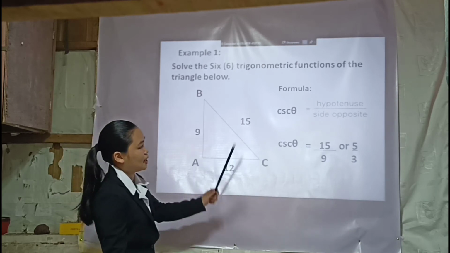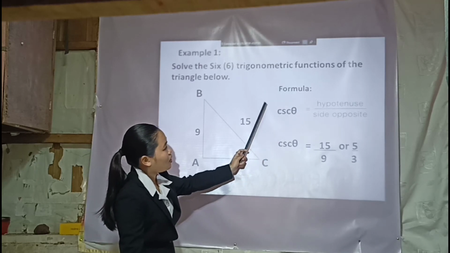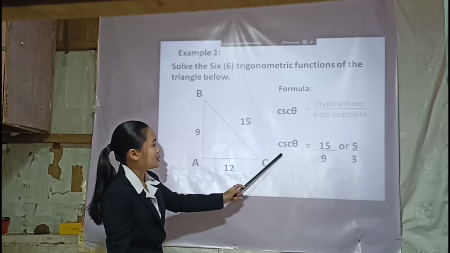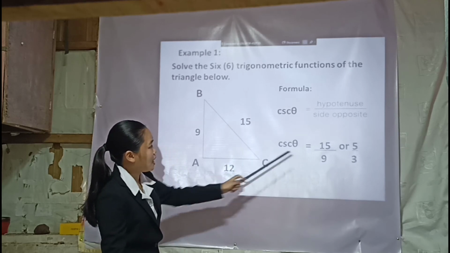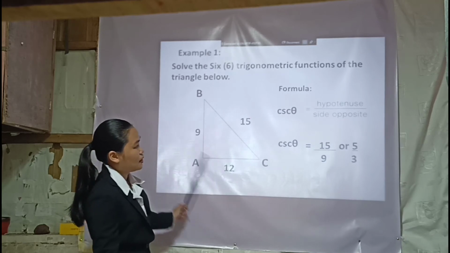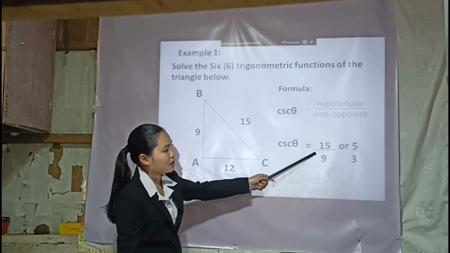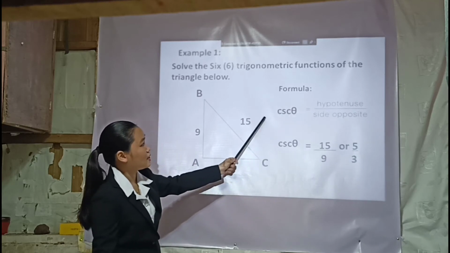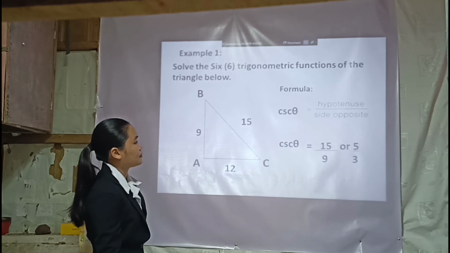Next is cosecant. The formula of cosecant is cosecant equals hypotenuse over side opposite. So, cosecant theta equals 15 over 9. So, the hypotenuse is 15 and 9 is the side opposite, or 5 over 3 because we reduce it to the lowest term. So, 5 over 3 is the value of cosecant in this example or in this figure.